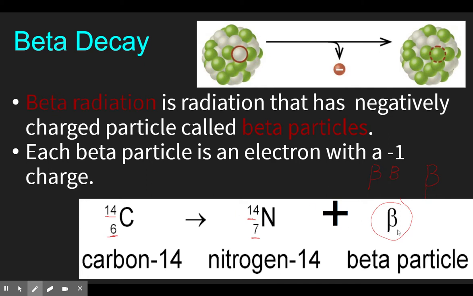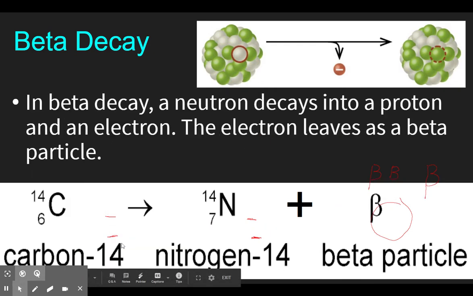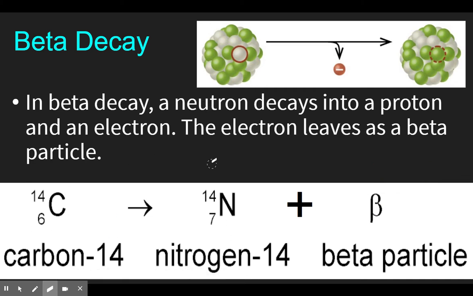So, where in the world is this beta particle, this electron, coming from if there are no electrons in the nucleus? And how is losing an electron increasing the number of protons by 1? What is happening here? Well, okay, let me explain. When something goes through beta decay, what's actually happening is that a neutron decays into a proton and an electron.